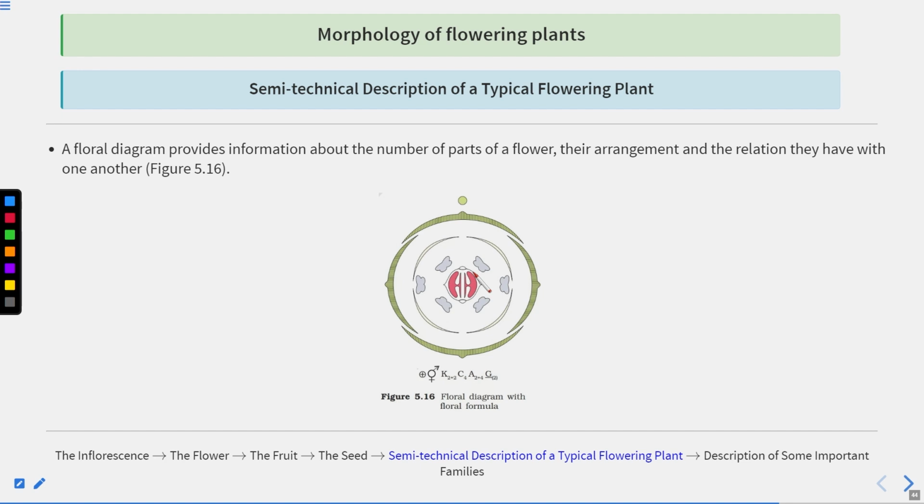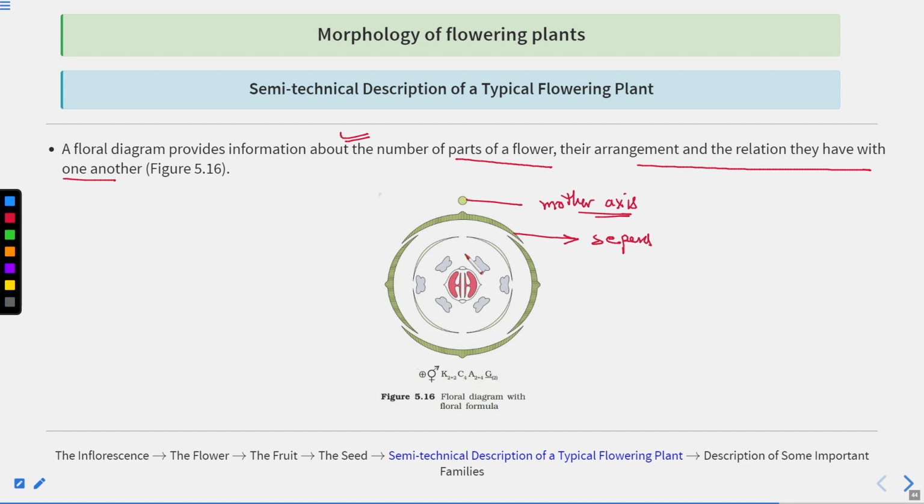So the floral diagram provides the information about the number of parts of the flower, their arrangement and the relation they have with one another. So here it is represented by one of the floral diagrams. Okay, this diagram is very important. So this is showing the mother axis. The axis to which the flower is attached is called the mother axis. And this is the outermost whorl, that is the sepal. So here you can see it is showing the estivation, right? Two are inside and two are outside, right?